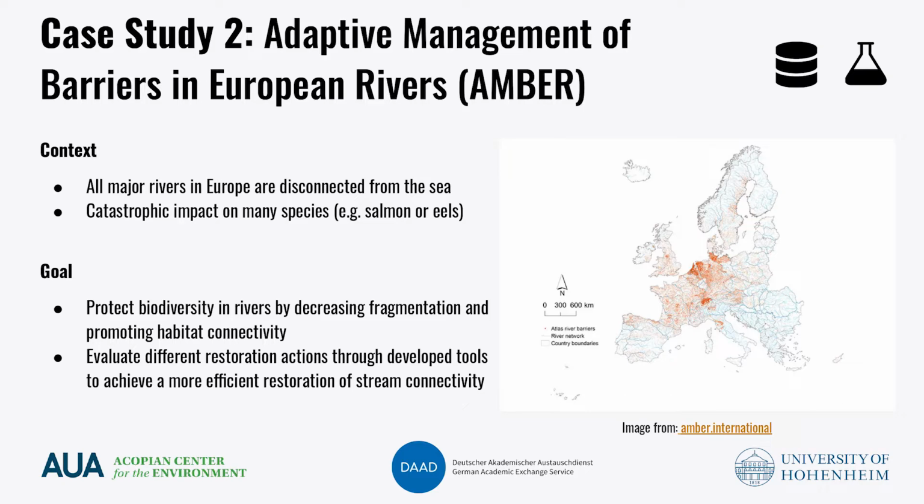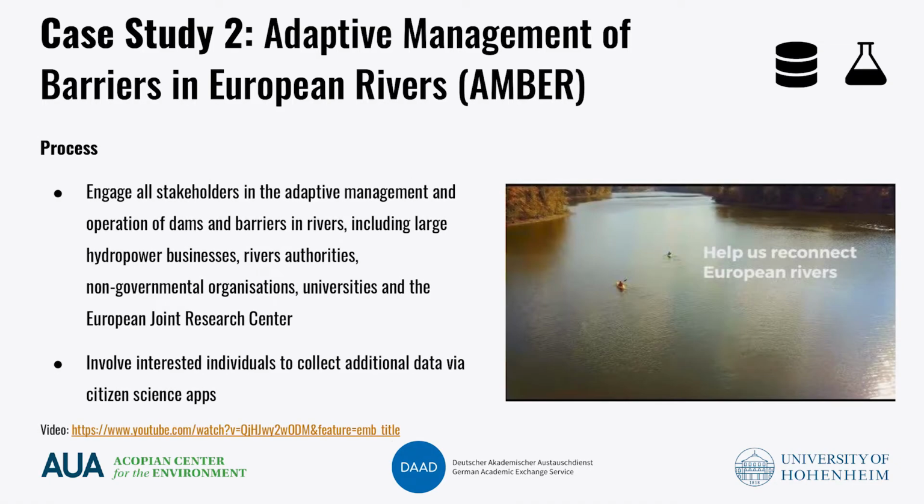The Horizon 2020 AMBER project was launched to reverse negative impacts and protect biodiversity in rivers through habitat connectivity. The project aims to map all European river barriers and evaluate the efforts of restoration actions through citizen science. The project engages stakeholders to employ adaptive management. The first task is to assess stream connectivity across Europe and highlight areas in need of restoration. A holistic framework of tools, models, and toolkits was then developed to guide the restoration of local river ecosystems and allow hydropower companies and river managers to maximize benefits and minimize ecological impacts. Citizen science is used to provide real-time monitoring to assess the effectiveness of the overall approach.